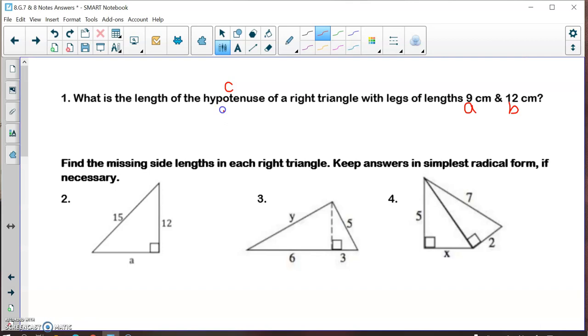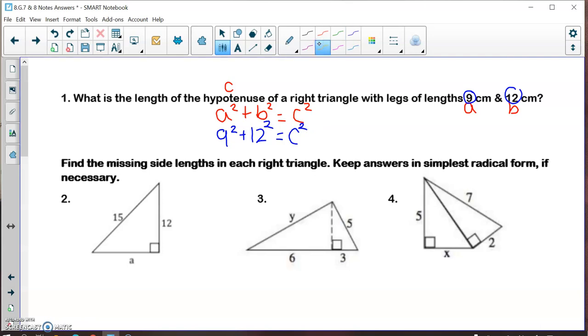So we are going to put this into the formula of a squared plus b squared equals c squared, and all we do is we substitute these numbers in. So my a is 9, so I'm going to have 9 squared, plus my b is 12, so 12 squared. And I don't know what my c is. I'm going to leave it as c squared. That's what I'm trying to find.